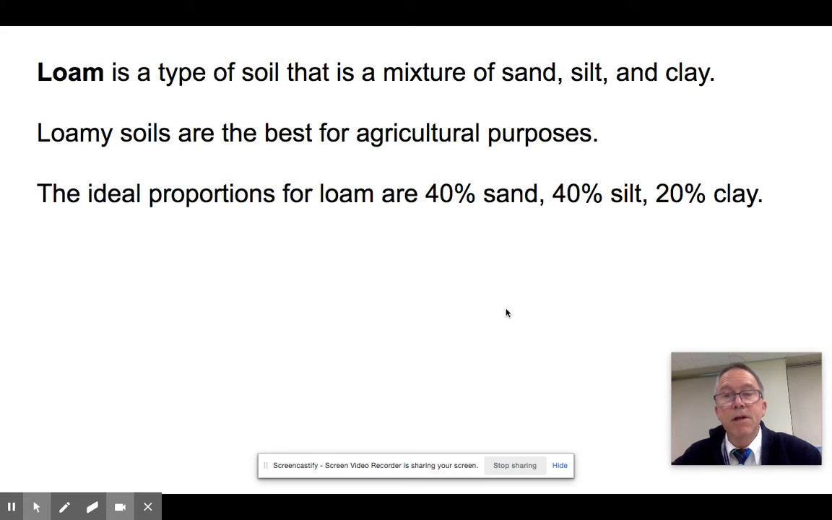Okay, now we talk about different types of soils. Loam is what we're after. So a loam is a type of soil that has a great mixture of sand, silt, and clay. Loamy soils are the best for agriculture. They have the right amount of water retention and drainage and structural support. And so the ideal proportions for loam would be 40% sand, 40% silt, and the remaining 20% clay. Of course, we also want to have a lot of organic material mixed in there, but we're just in terms of these three primary particles.